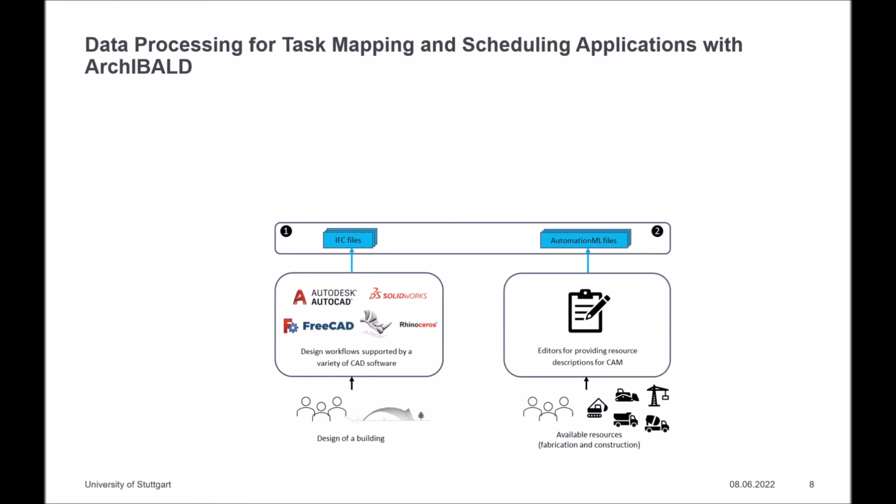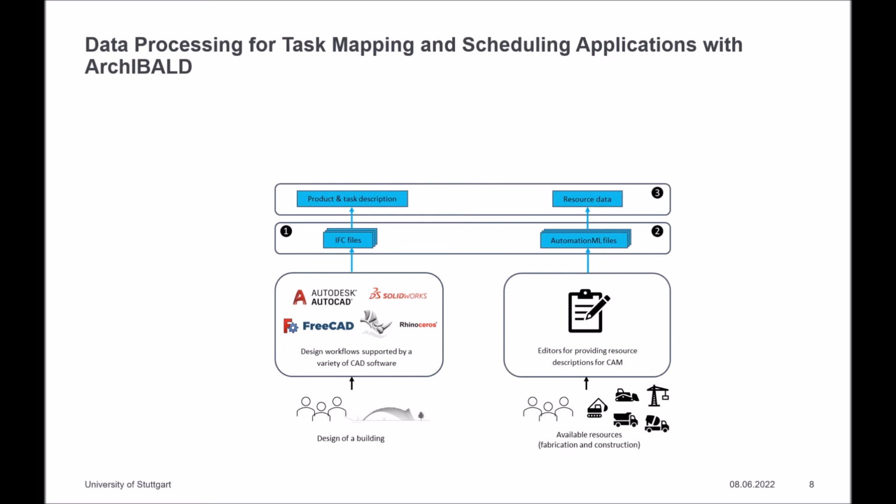Furthermore, editors are used to describe available resources like machines and tools available for the manufacturing and construction of the building, and we use the standard AutomationML for this. As seen here in step 3, we now want to extract the necessary information from the IFC and AutomationML files.